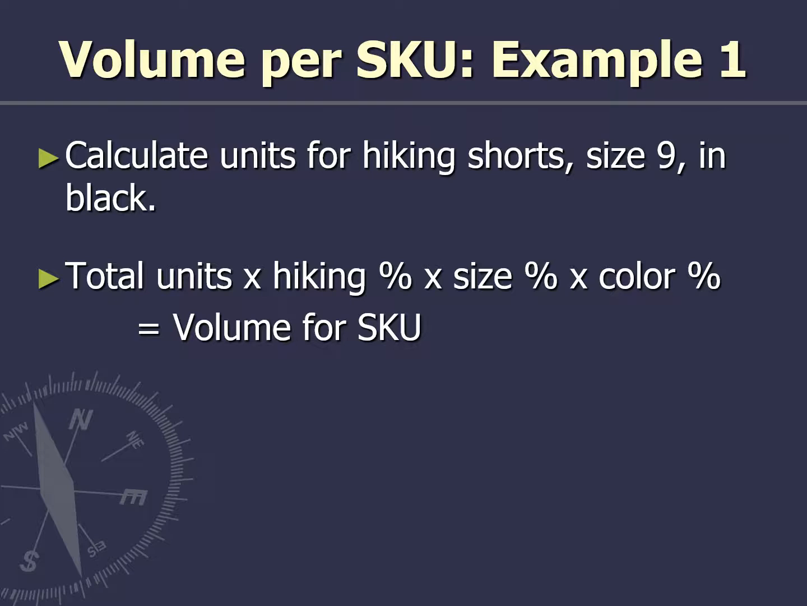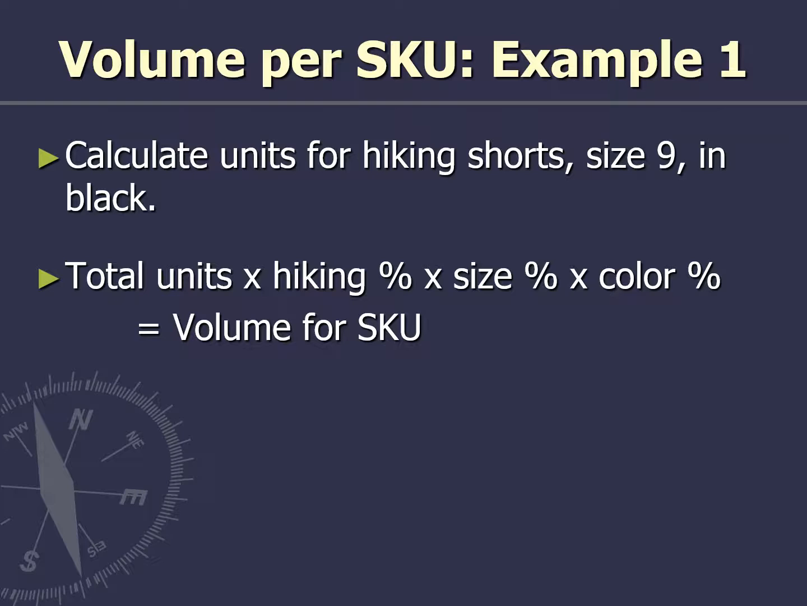Okay, so the style, color, size is very specific now, and for that SKU, how many units do I need to buy? For us to be able to do that, we have to first identify the string of percentages that correspond to this specific SKU. So how many percent of the total volume has to be the hiking shorts? How many percent has to be size 9? How many percent of the total volume has to be color black? Once we have the string of percentages, we multiply them by the total volume available for all shorts, which in this case was 480 units.